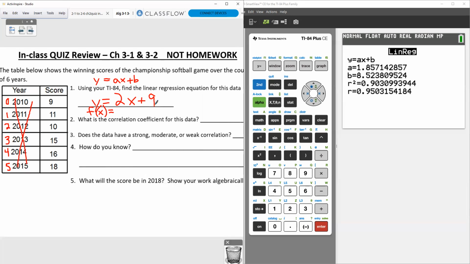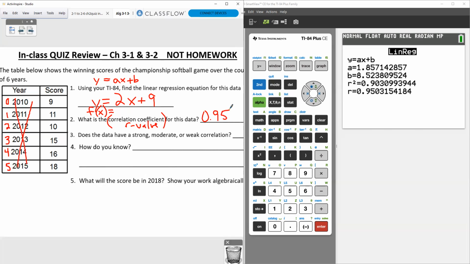It now says, what is the correlation coefficient? Correlation coefficient is your R value. So our R value says 0.950314, blah, blah, blah. We ignore the R squared. We're looking at that bottom number. Normally, what you do is you round it to the 4th decimal place. That's sort of the standard.